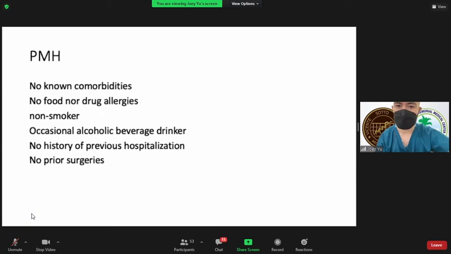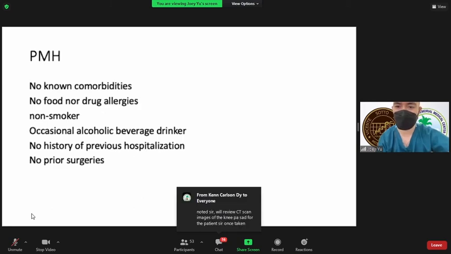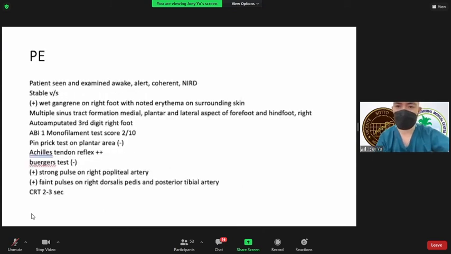For the past medical history, no known comorbidities, no food or drug allergies, non-smoker, occasional alcoholic beverage drinker, no history of previous hospitalization nor prior surgery. For the physical exam, the patient is awake, alert, coherent, not in respiratory distress, with stable vital signs, and a wet gangrene on the right foot with noted erythema on the surrounding skin, with multiple sinus tract formations on the medial, plantar and lateral aspect of the forefoot and hindfoot. Also an auto-amputated third digit, an ankle brachial index of 1, monofilament test score 2 over 10, with pinprick test on plantar area negative, Achilles tendon unremarkable, and negative Buerger's test.